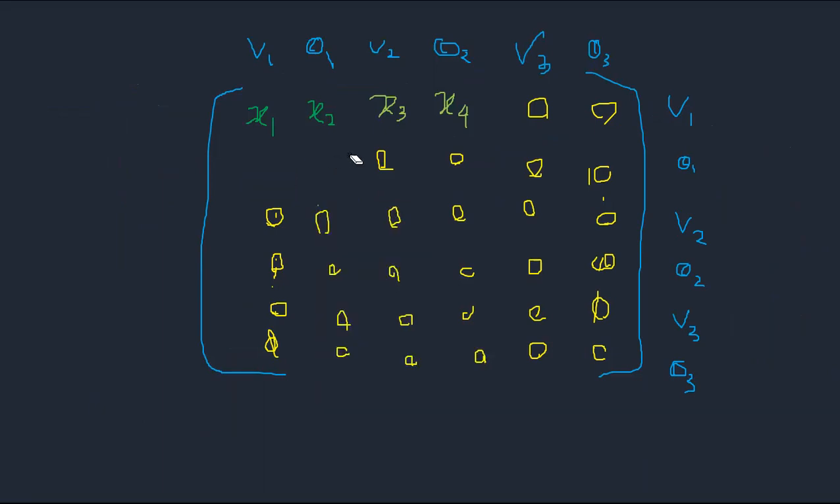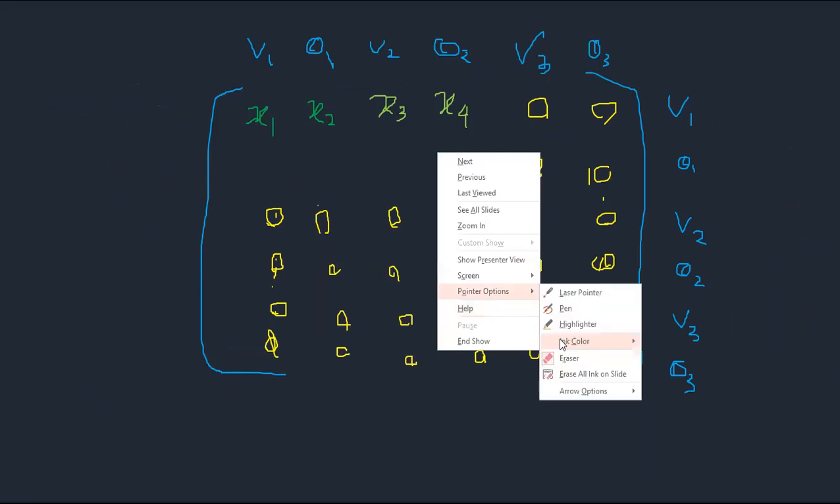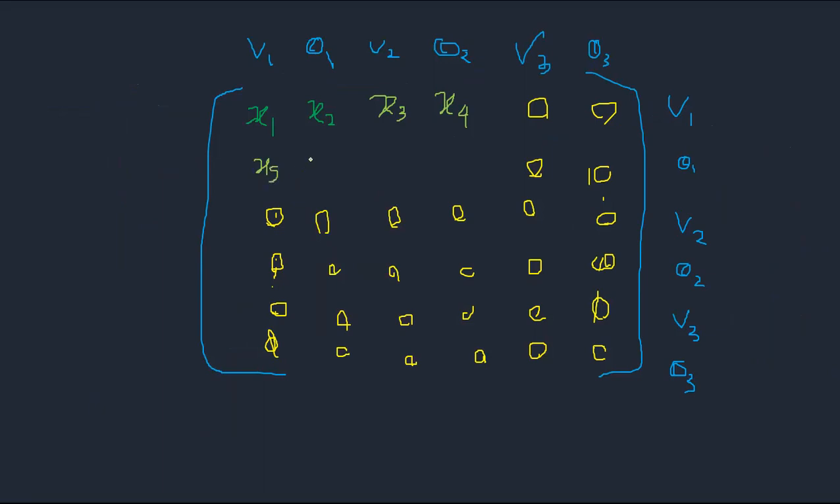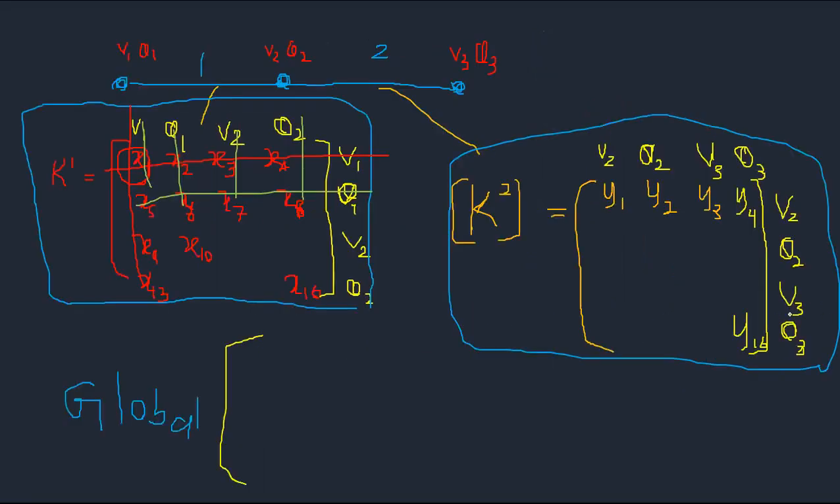So since theta 1 is not in that matrix as well, you can write x5, 6, 7, and x8. Right. Similarly, you can write theta 3 and v3, right? So theta 3 and v3 is not in the first matrix. So theta 3, v2, theta 3, theta 2, theta 3, v3, theta 3, theta 1.